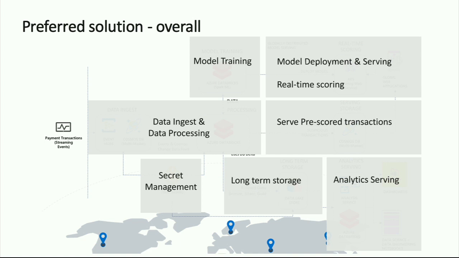What would your data ingest be? How would you process this data? What service would you use to do the model training? Where would you deploy your trained model? For the suspicious pre-scored activities, how would you store that so your merchant customers can access the suspicious transactions? And then finally, there's the long-term storage and the analytics serving.